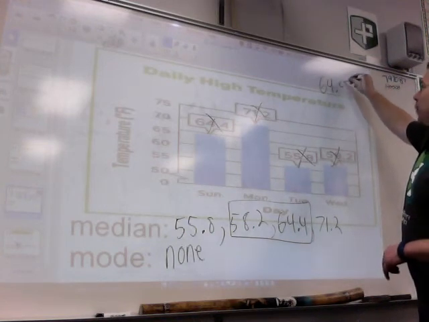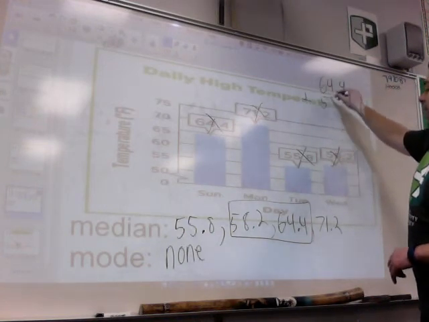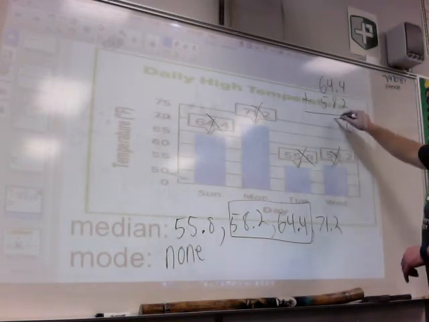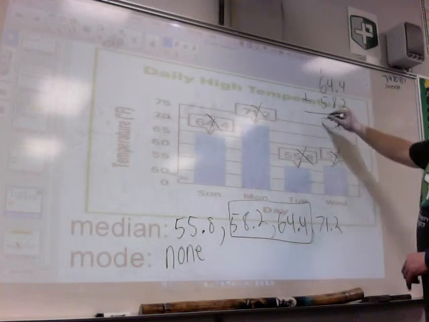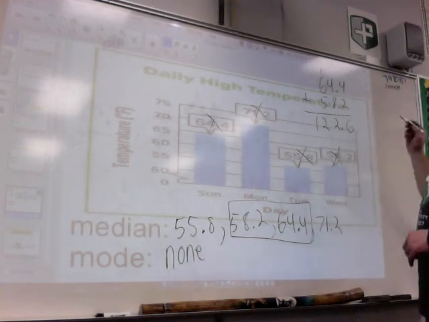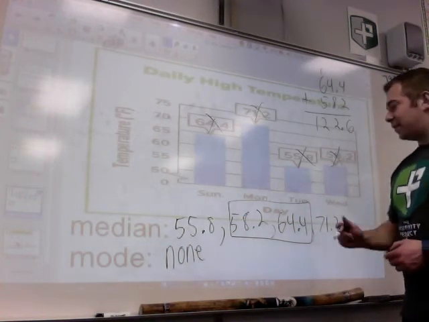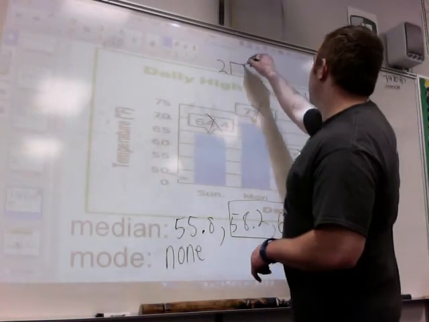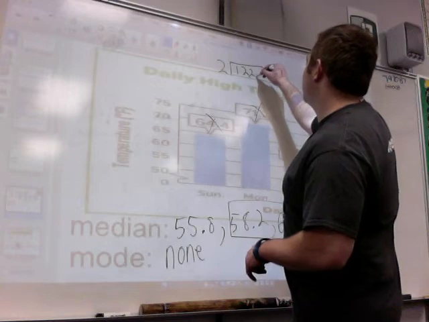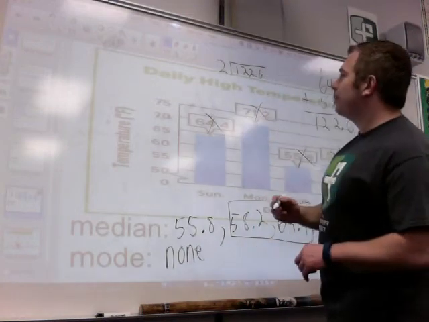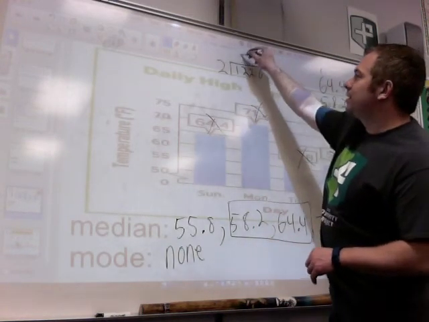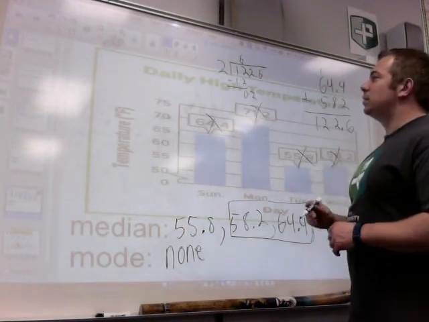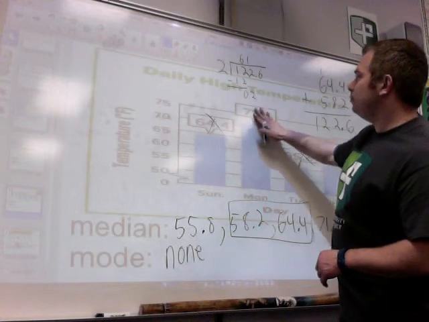64 and 4/10 plus 58 and 2/10. We add them up. We have 6, 12, 12 again. Bring down that decimal. I'm not done though. To find the average, I added two numbers. I have to divide it by 2. So I put 2 into 122 and 6/10. Here we go. 6 goes into 12, exactly 6 times. Bring down my 2. 6 goes into 2 once.